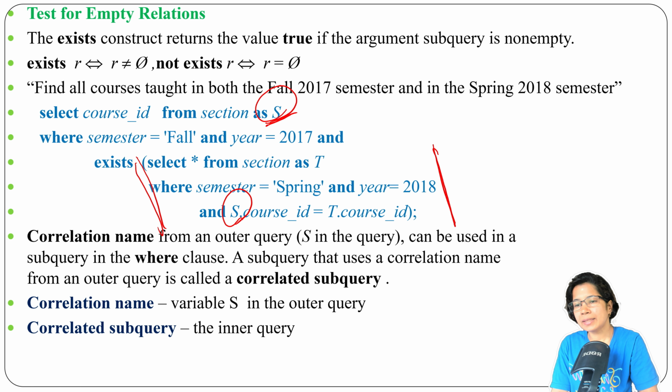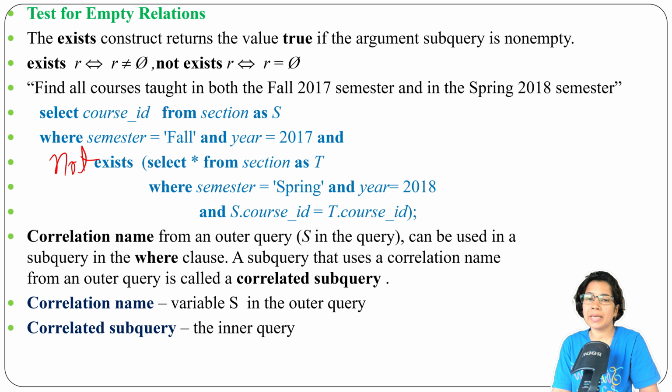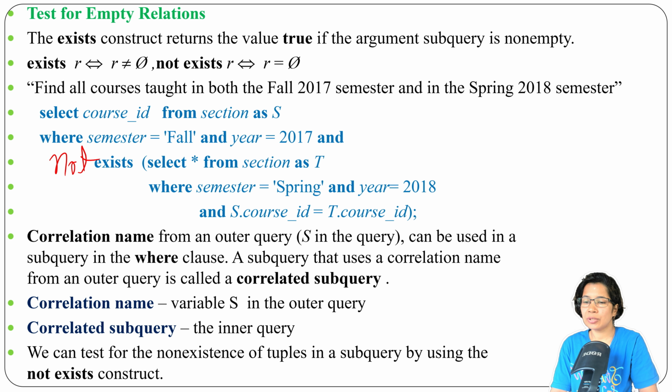In place of exists, we can also write not exists. Here if we write not exists, it will give the list of courses taught in fall 2017 semester but not in spring 2018 semester. If we are writing exists, it will give courses that were taught in both, but if we are writing not exists, that will give courses that were taught in the outer subquery but not in the inner subquery.